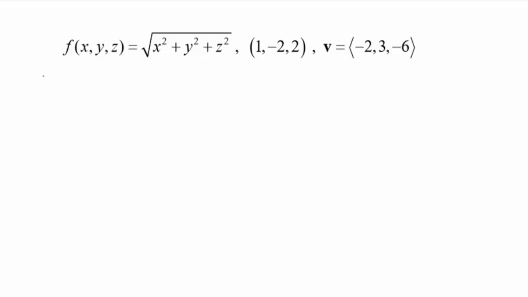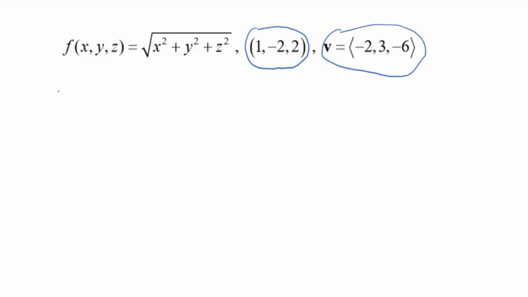Okay, so we're going to find the directional derivative of f of x, y, z equals the square root of x squared plus y squared plus z squared at the point (1, -2, 2). So what does that mean? When you find a derivative at a point, you're going to get a number, right? And then it's in the direction of v equals <-2, 3, -6>.